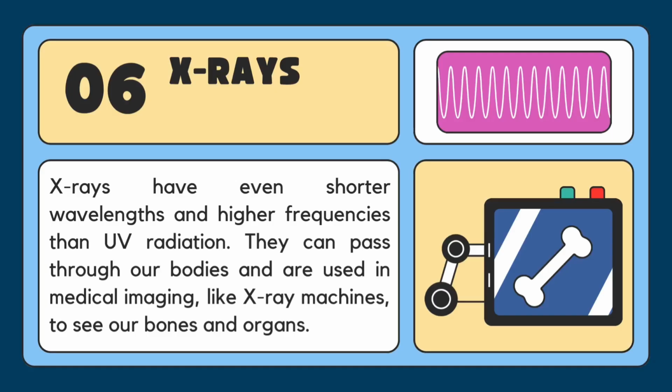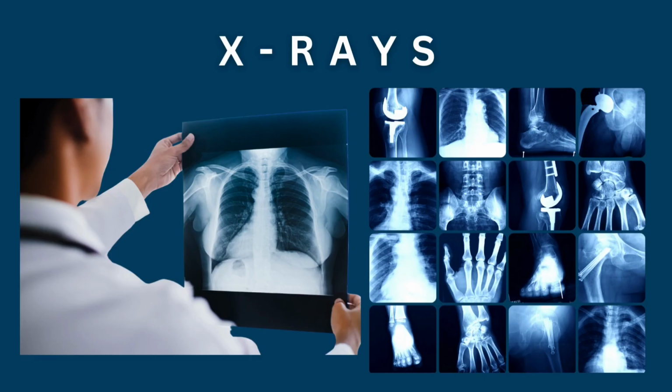Next region is the X-rays. X-rays have even shorter wavelengths and higher frequencies than UV radiation. They can pass through our bodies and are used in medical imaging like X-ray machines to see our bones and organs. So X-rays are commonly used in medical treatments such as dental or teeth X-rays, chest X-rays, and even in bones to help locate fractures, infections, or diseases affecting the skeletal system. Here is an example of X-rays.